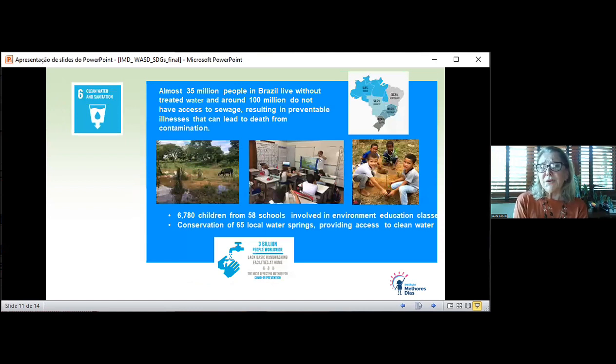When it comes to clean water and sanitation, almost 35 million people in Brazil live without treated water, and around 100 million do not have access to sewage, resulting in preventable illnesses, intestinal parasites, and diarrheas that can lead to death from contamination.